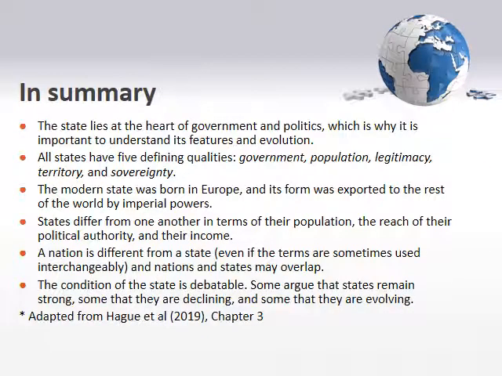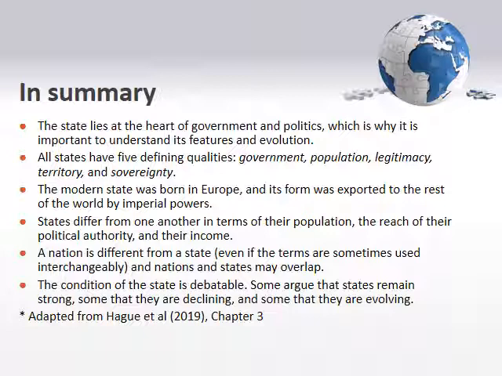To wrap things up, the state lies at the heart of government and politics, which is why it's important to understand its features and evolution. All states have five defining qualities: government, population, legitimacy, territory, and sovereignty. The modern state was born in Europe, and its form was exported to the rest of the world by imperial powers. States differ from one another in terms of their population, the reach of their political authority, and their income.